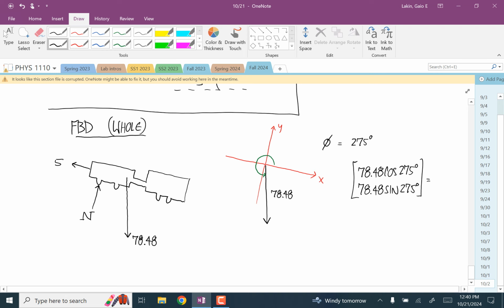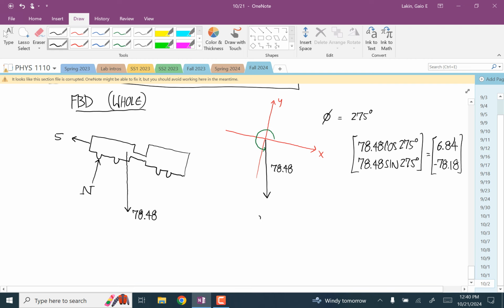So that is 6.84, negative 78.18. Do those components make sense? Yep, it's in the fourth quadrant.